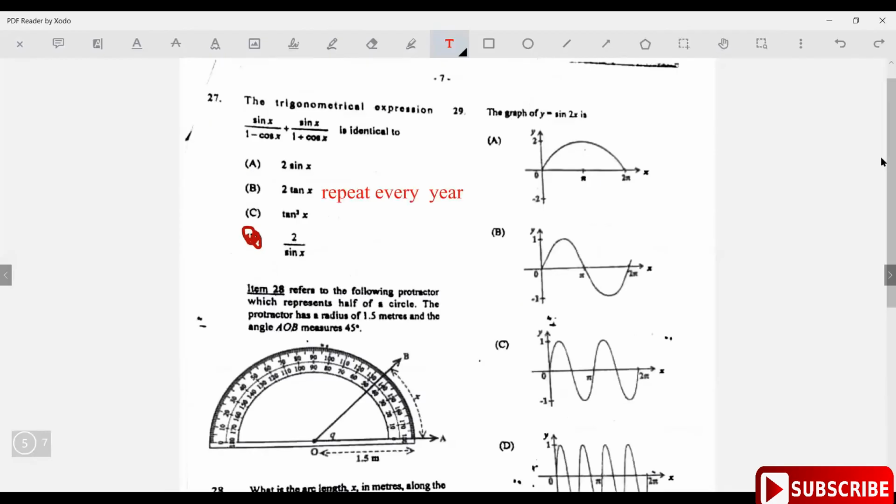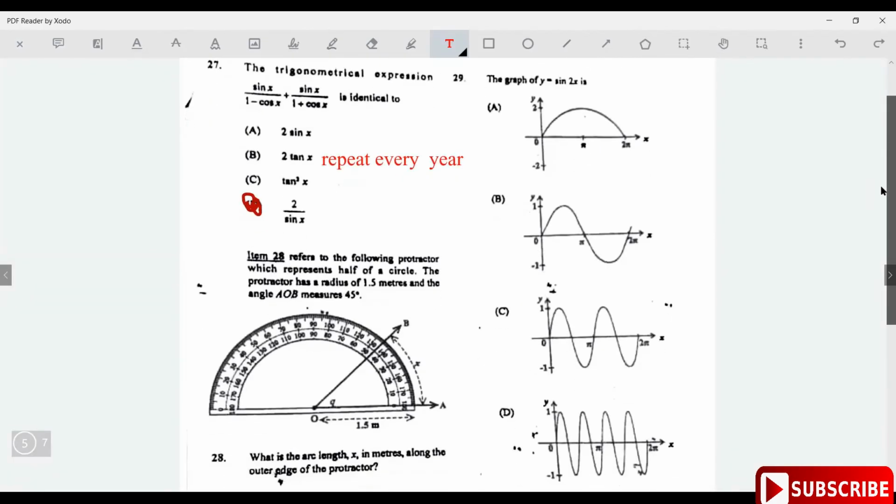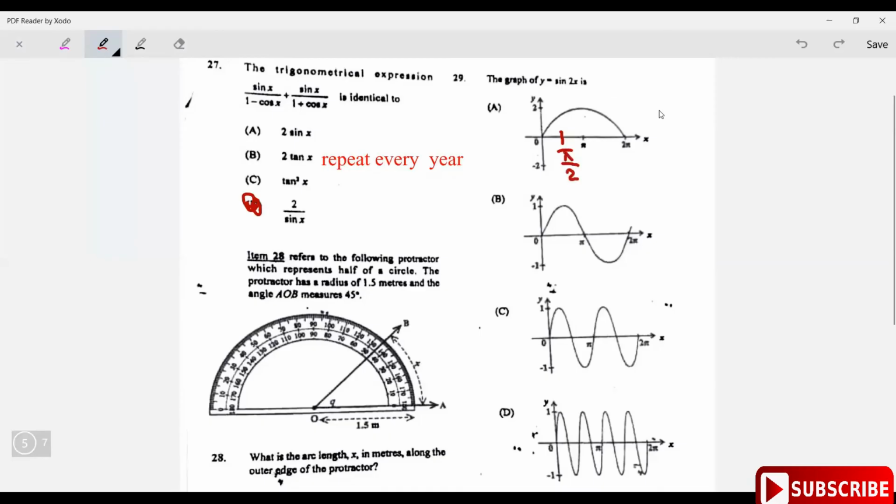Next one, what is y equals sine 2x? First thing you need to check for is you need to plug in values. For example, when x is pi by 2, the sine of pi is 0. So pi by 2 should give you 0, right? Now look at this. This will be pi by 2. This pi by 2 is not giving me 0, right? So this one is out.